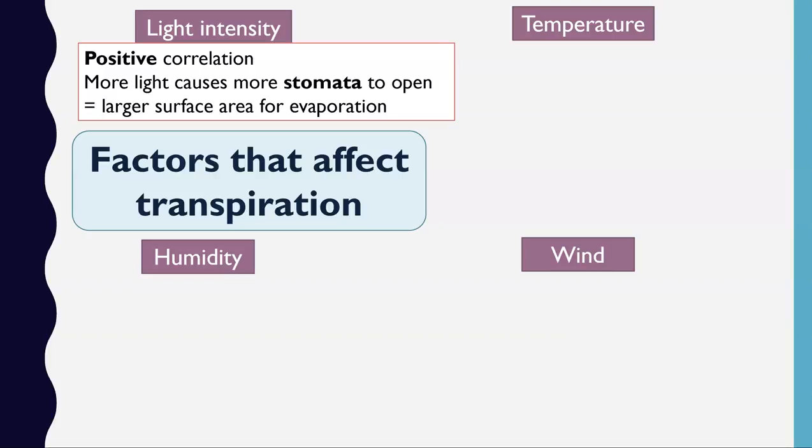So light intensity is a positive correlation. So the higher the light intensity, the faster the rate of transpiration. The explanation is that as there's a higher light intensity, that causes more stomata to open. If you have more stomata open, you have a larger surface area in which water vapour can evaporate out of.